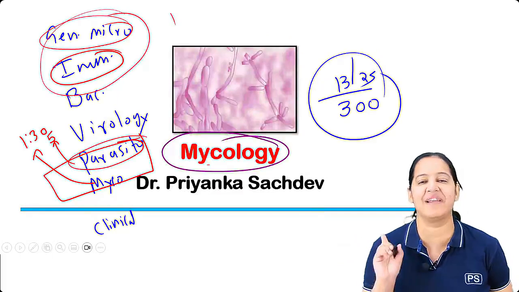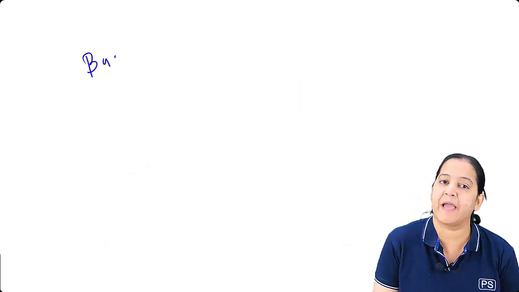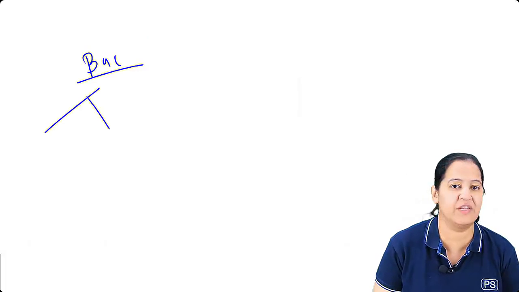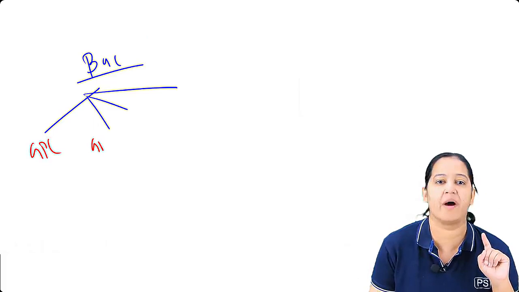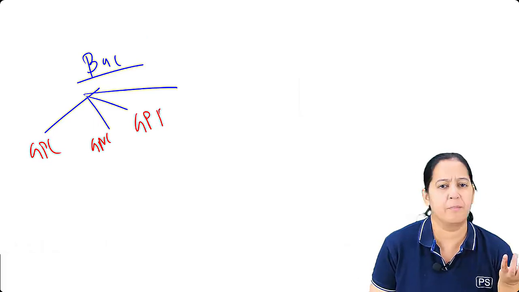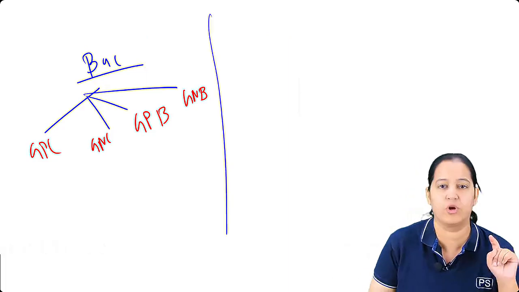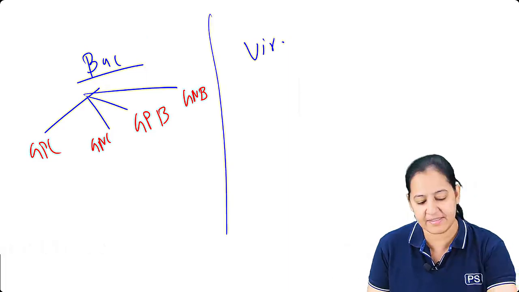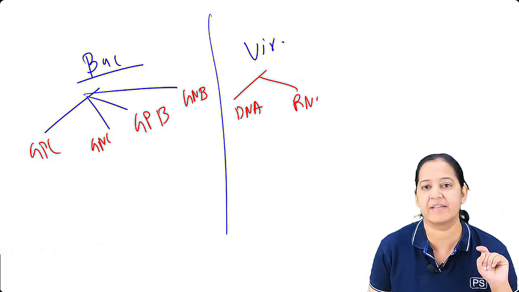With this introduction, let's start mycology, the study of the fungus. Now, we have studied bacteriology, and I told you the classification of the bacteria. So we divide them in 4 categories based on the gram staining: gram positive cocci, gram negative cocci, gram positive bacilli and gram negative bacilli. We have already studied virology also, and we divided the virus into only two categories, DNA viruses, the 6th family, and RNA viruses, the 15th family.